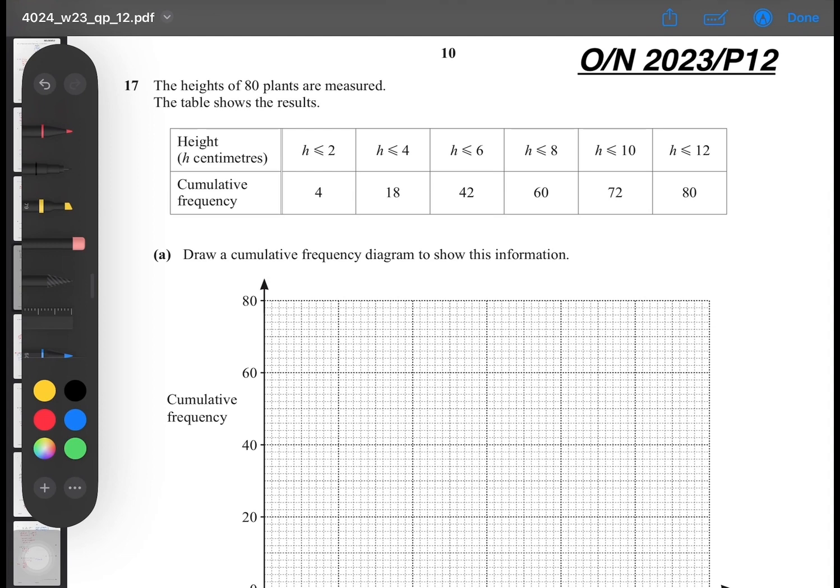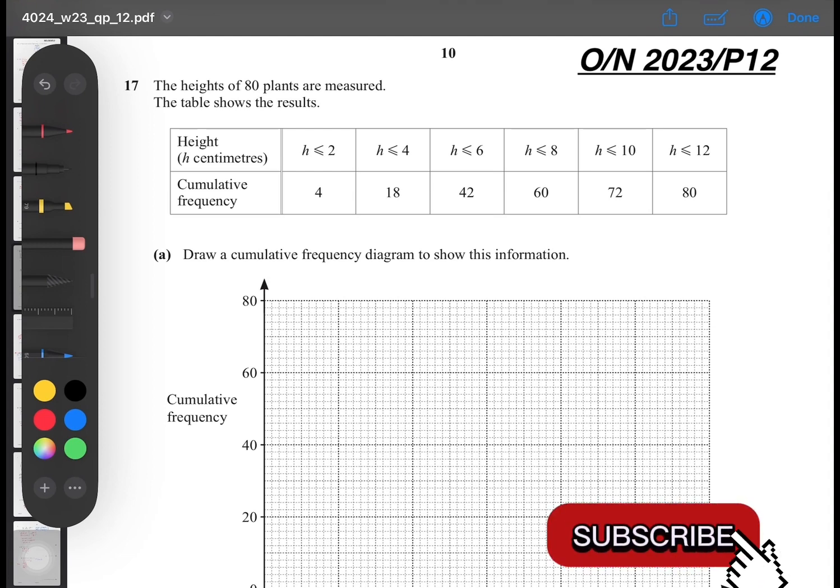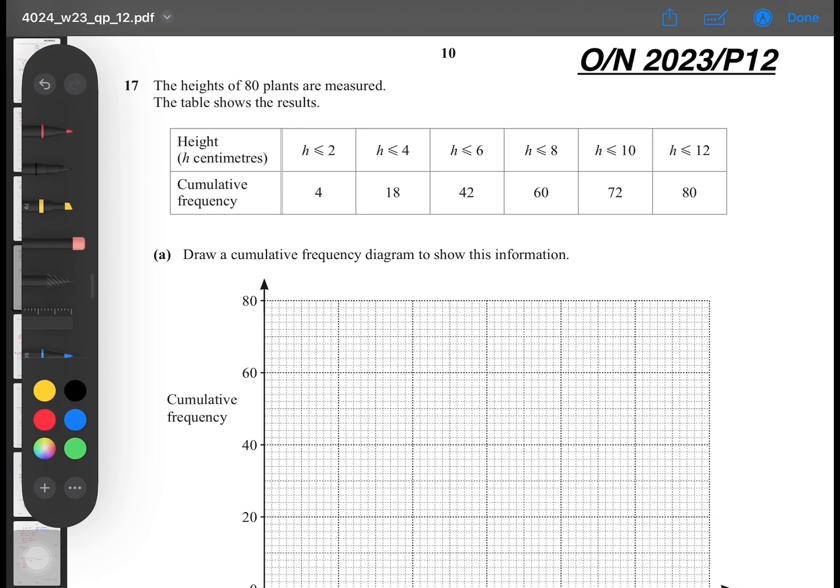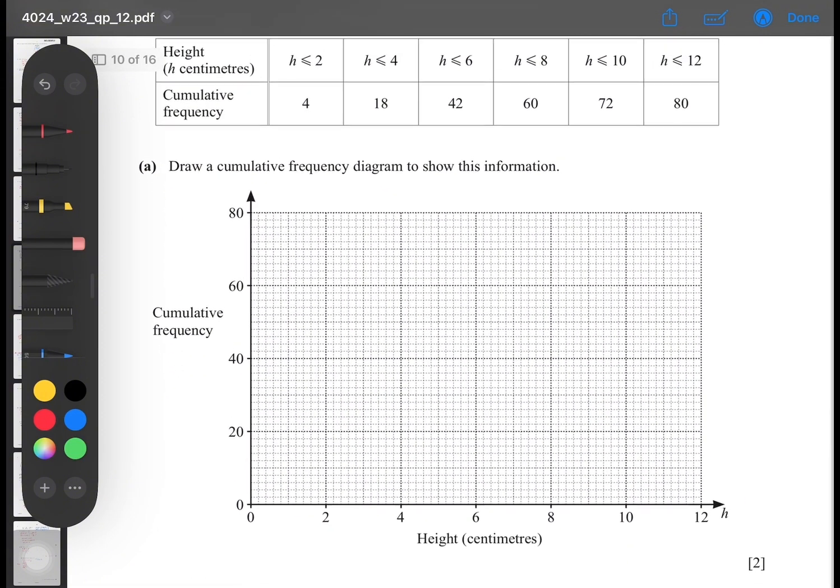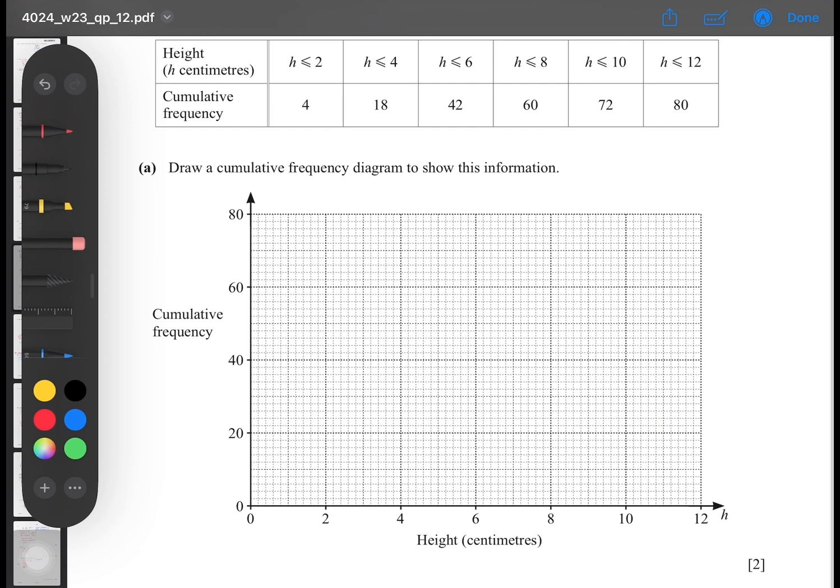Question number 17. The heights of 80 plants are measured. The table shows the result. The table relates the height and the cumulative frequency. Draw a cumulative frequency diagram to show this information. So we see that for height 2, cumulative frequency is 4. First of all, we will plot the points. The first point will come here.